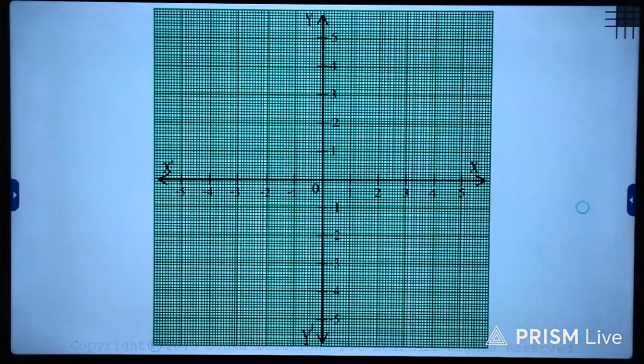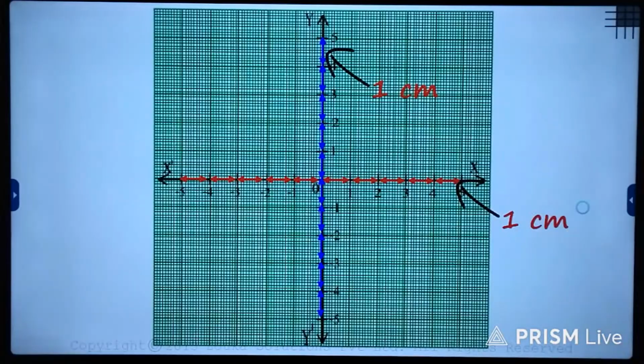Observe it well. All the coordinates are marked at the bigger lines of the graph paper. Every unit on both the axis is equal to 1 centimeter. This is 1 centimeter. This is 1 centimeter. This as well is 1 centimeter.